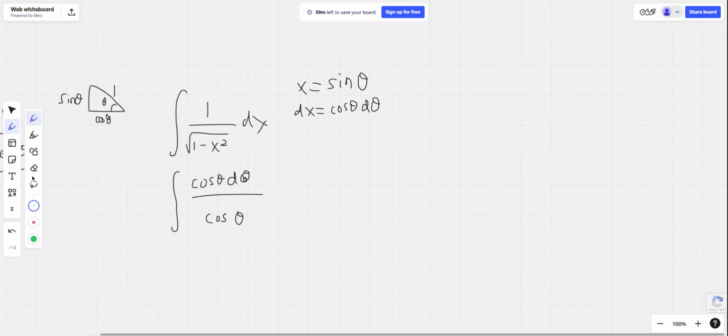So now our integral is actually a lot easier because the cosine theta on the numerator cancels out with the cosine theta on the denominator. So we just integrate d theta, or 1 d theta. And that is just theta plus c, obviously. Now we have to put it back in terms of our original variable. So we solve for theta. We get theta equals arcsine x. So our integral is equal to arcsine x plus c.